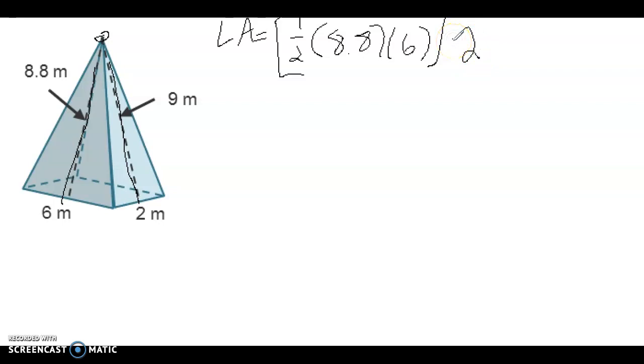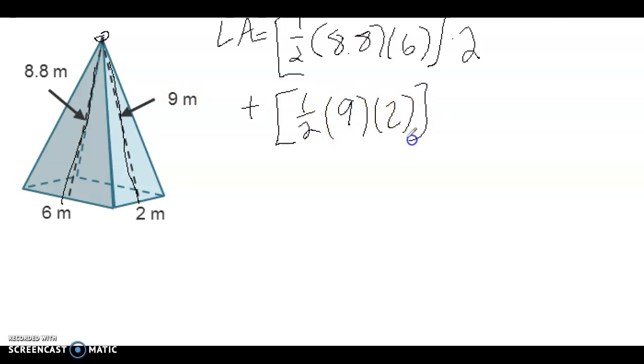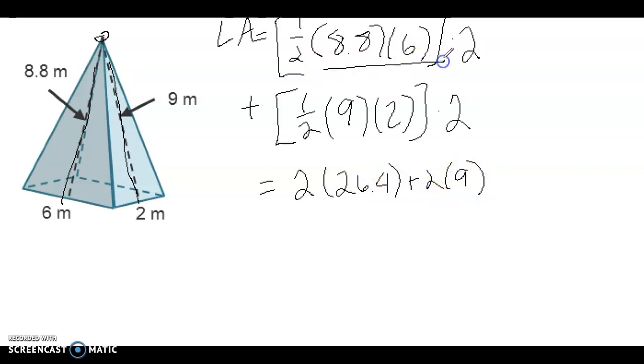All right? I've also got the side that's 1/2 times 9 times 2. And I've got two of those as well. Okay? So if I work this out, this would be 2 times 26.4 plus 2 times 9. This is 26.4, and this comes out to 9.